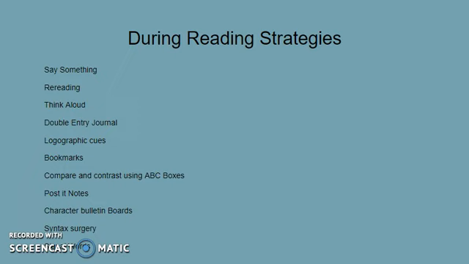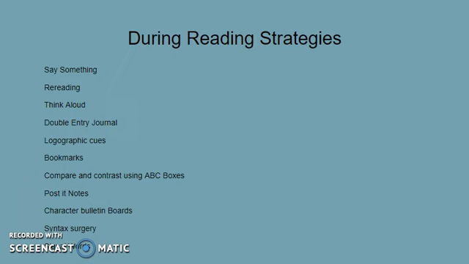Compare and contrast using ABC boxes. So you'll use the alphabet to help you compare and contrast information that's in the story. And post-it notes, you just use the post-it notes to write down answers to questions that you might have asked or things that you're thinking about. What's your opinion? Same thing. You often use these when the student can't write in the book.